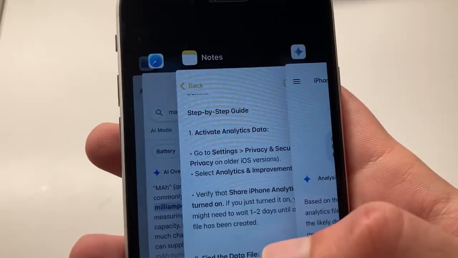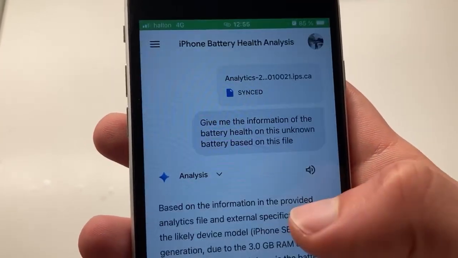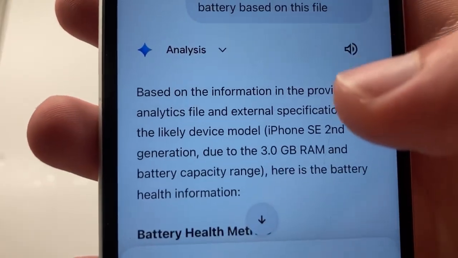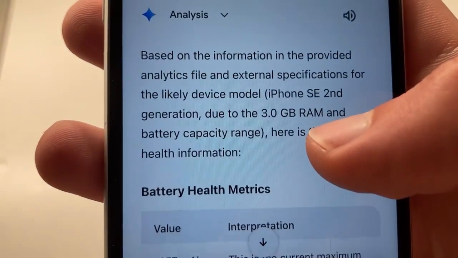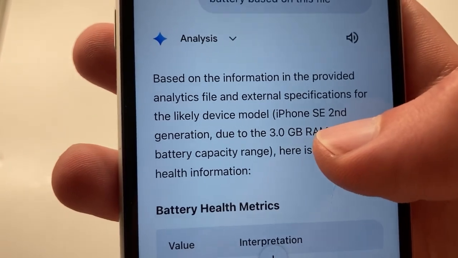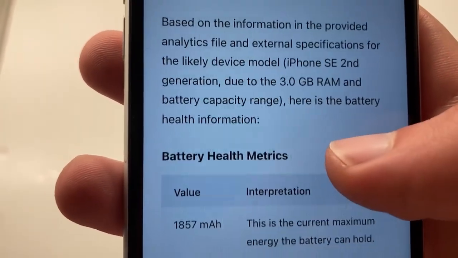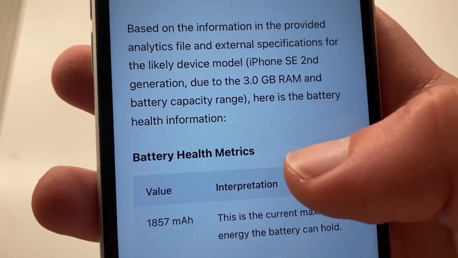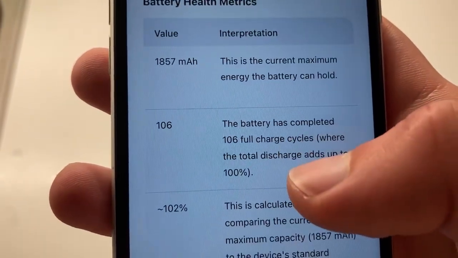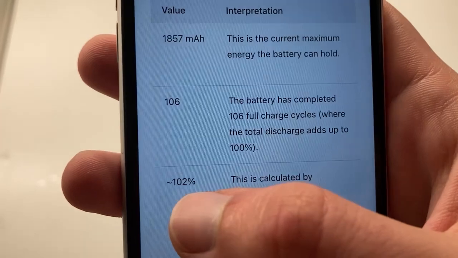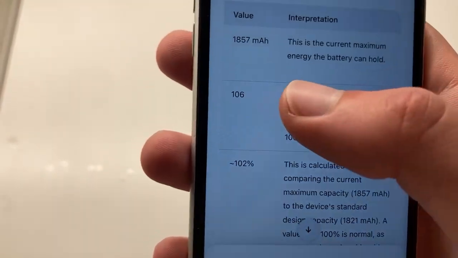Gemini like I did. So as you can see, I pasted it into Gemini, and it found out what my phone is. You need to show it what phone it is. And as you can see, it found out it's 102% because it did the formula.